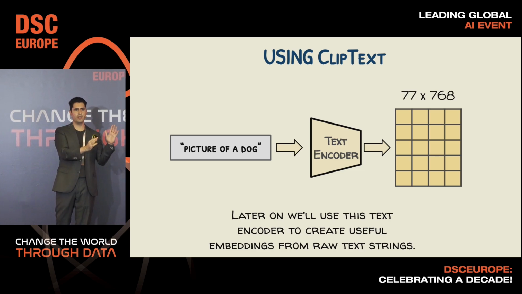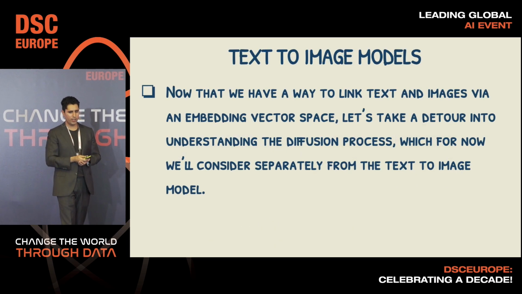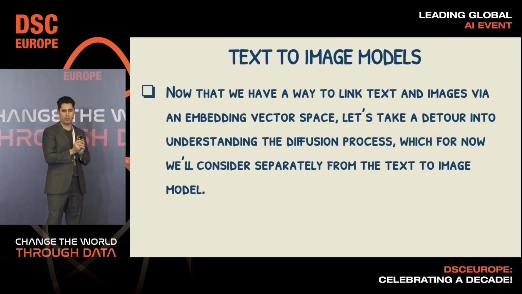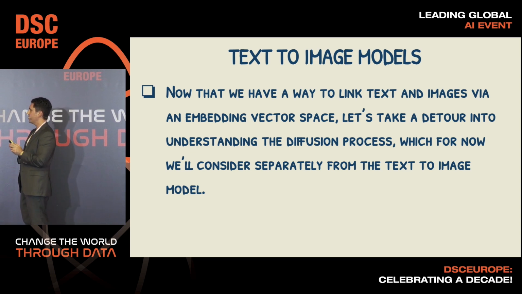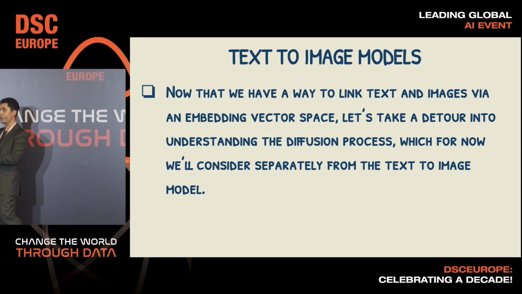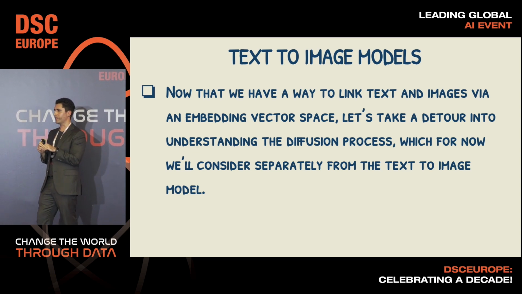So that's kind of component number one that we had to realize and construct. And this was actually like a separate publication before DALL-E came out. OK, so we now have a way to link text and images via an embedding vector space. And so now let's take a quick detour to another component that we're going to need, which is understanding what's known as the diffusion process.